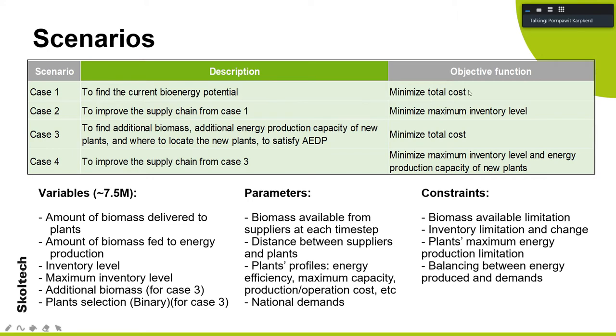In cases 1 and 3, the objective function is to minimize total cost. And in cases 2 and 4, the objective function is to minimize the maximum inventory level.